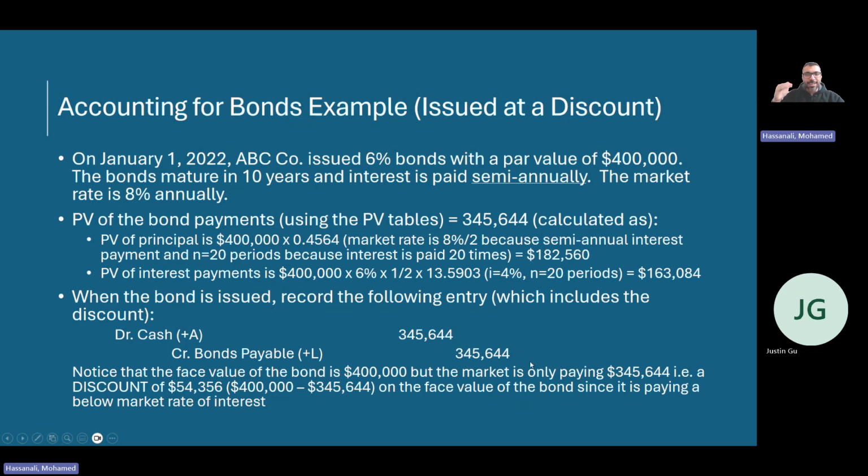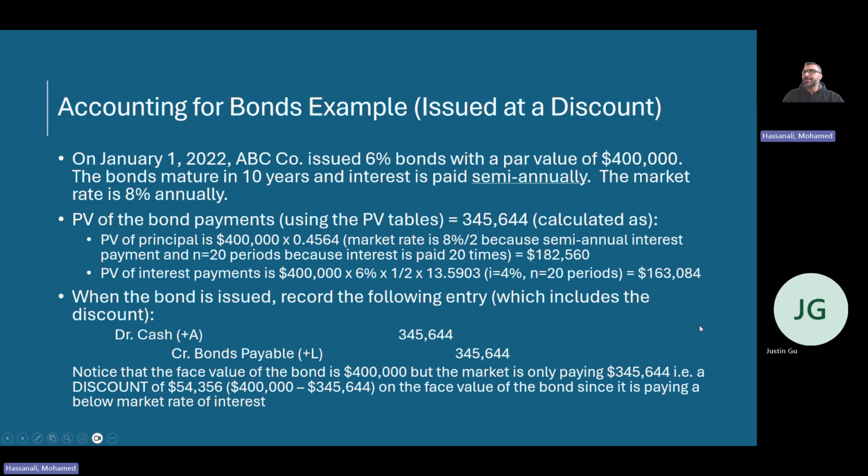But at the end of the day, on your balance sheet, in the non-current liability section, you must have 345,644 when you are at the beginning of that bond issuance. Now this number will change, and I will show you how, but when you start, it's got to have the full amount of the discount reduced.